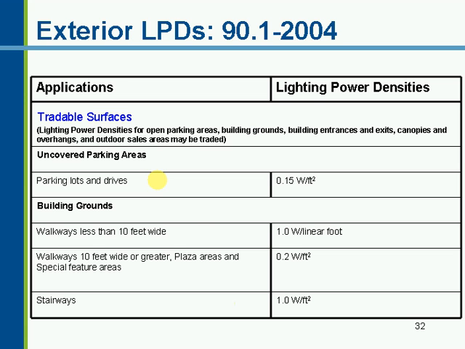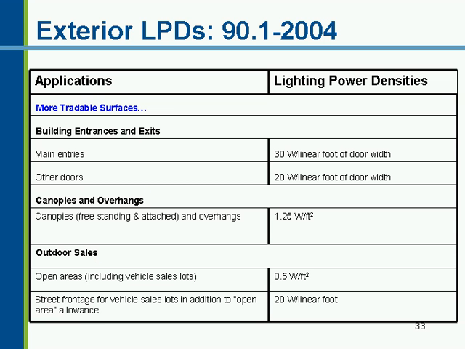You have several building grounds categories, walkways less than 10 foot wide, and you'll notice that this is on a linear footage basis, 1 watt per linear foot, not per square foot. If you have walkways greater than 10 foot wide, or plaza areas, special feature areas, these are on a watts per square foot basis at 0.2. If you have stairways, these are external stairways, not internal stairways, you have an allowance of 1 watt per square foot for those.